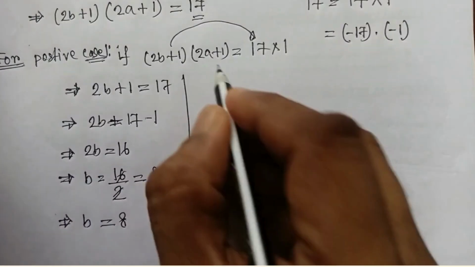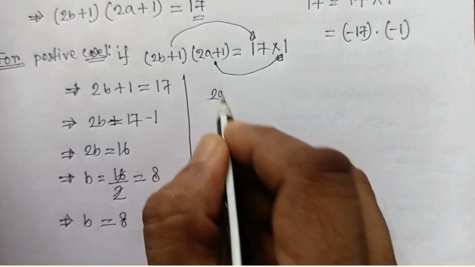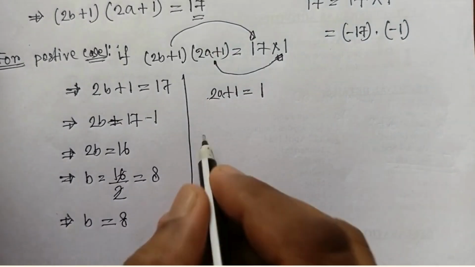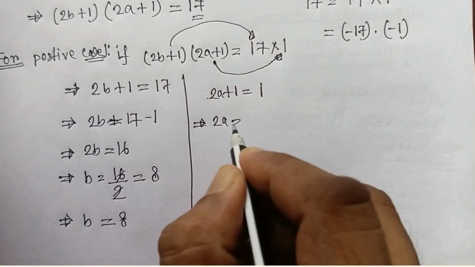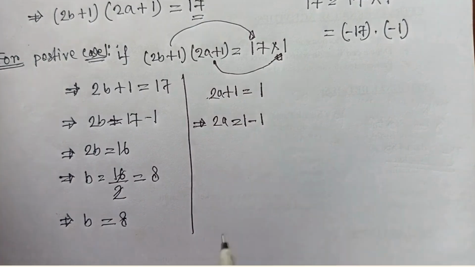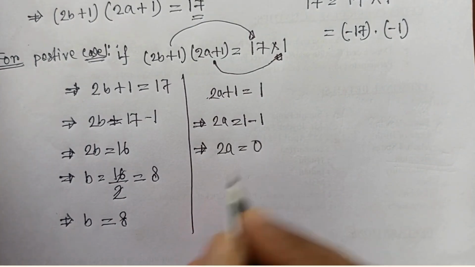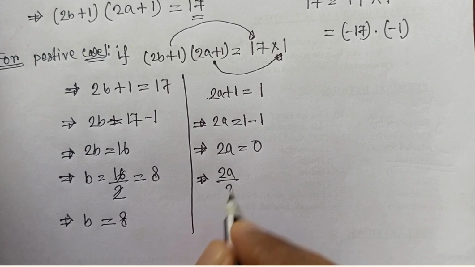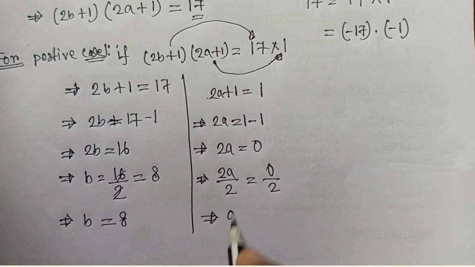Again, now 2a + 1 will be 1 if we compare both sides. Now if we move that 1 to the right hand side, 1 - 1, that is 2a = 0. Now if we divide both sides by 2, we get the value of a equal to 0.